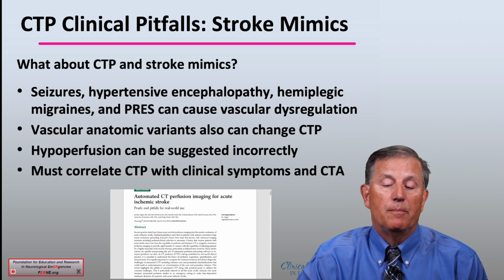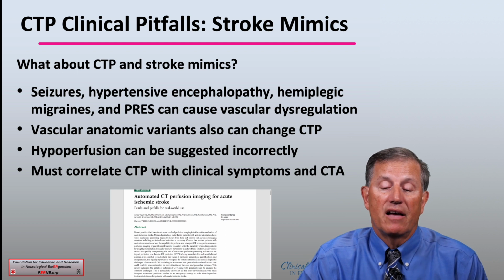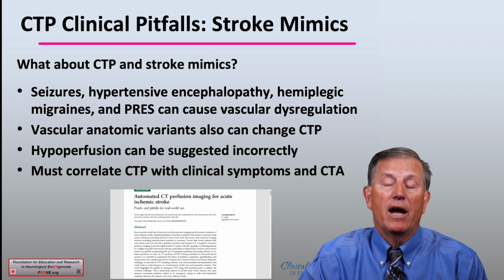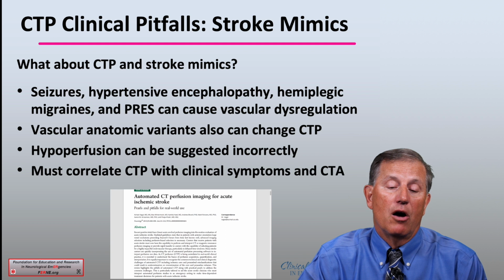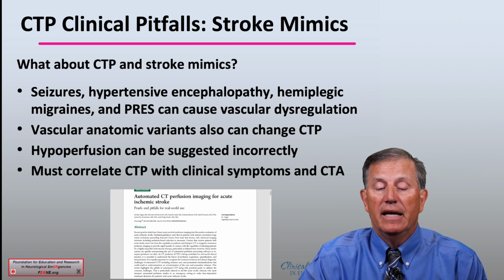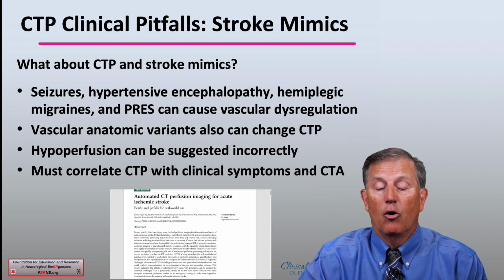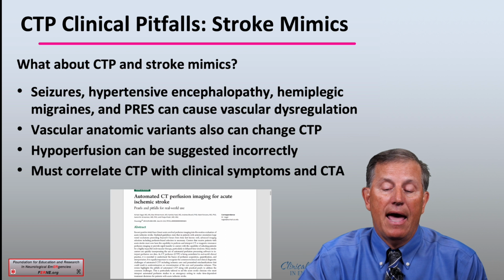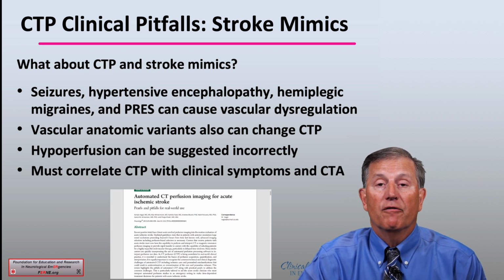And what about CTP and stroke mimics? We know that seizures, hypertensive encephalopathy, hemiplegic migraines, and PRES syndrome all can cause vascular dysregulation. And we know that variants can also cause there to be changes in CT perfusion assessments. We know that hypoperfusion can be suggested or overcalled incorrectly, and you have to correlate your CTP with clinical symptoms and your vascular findings on CTA.